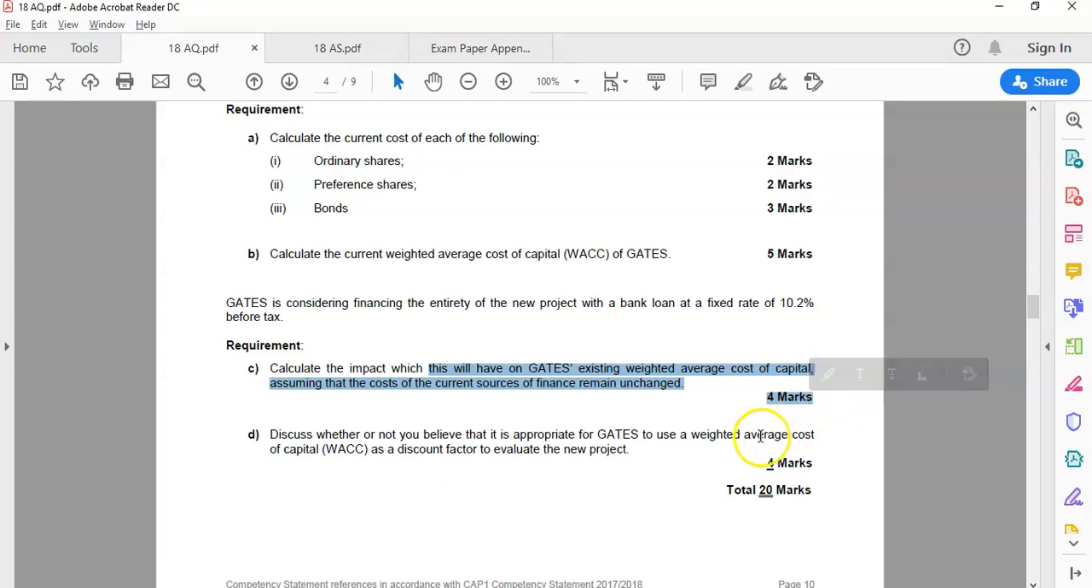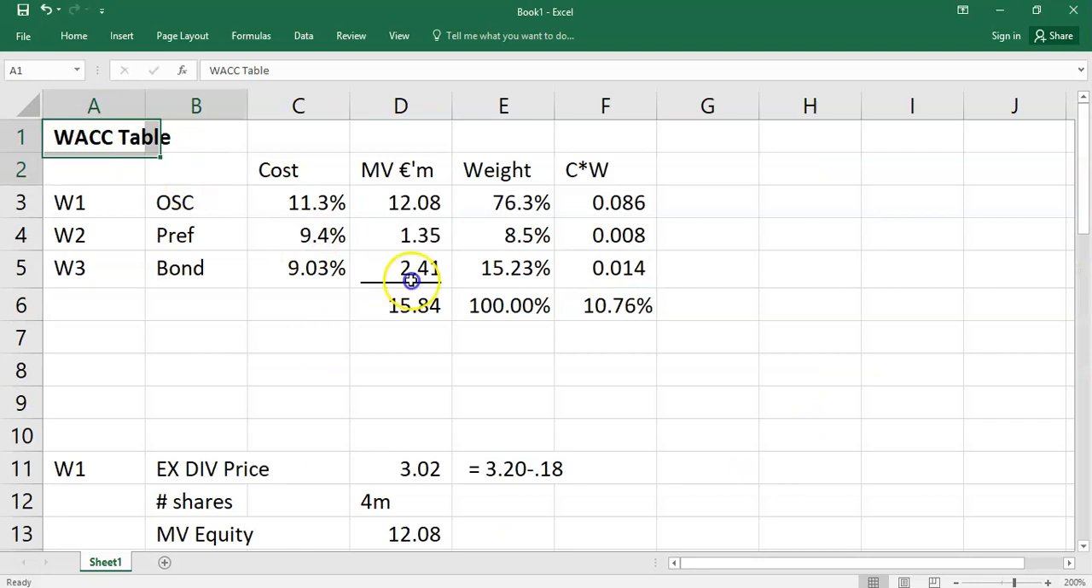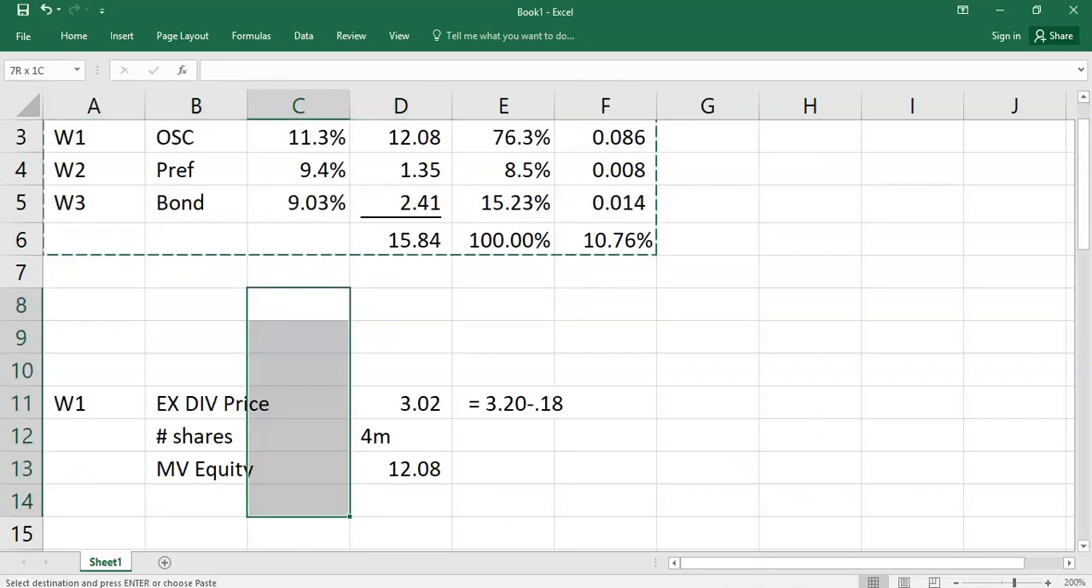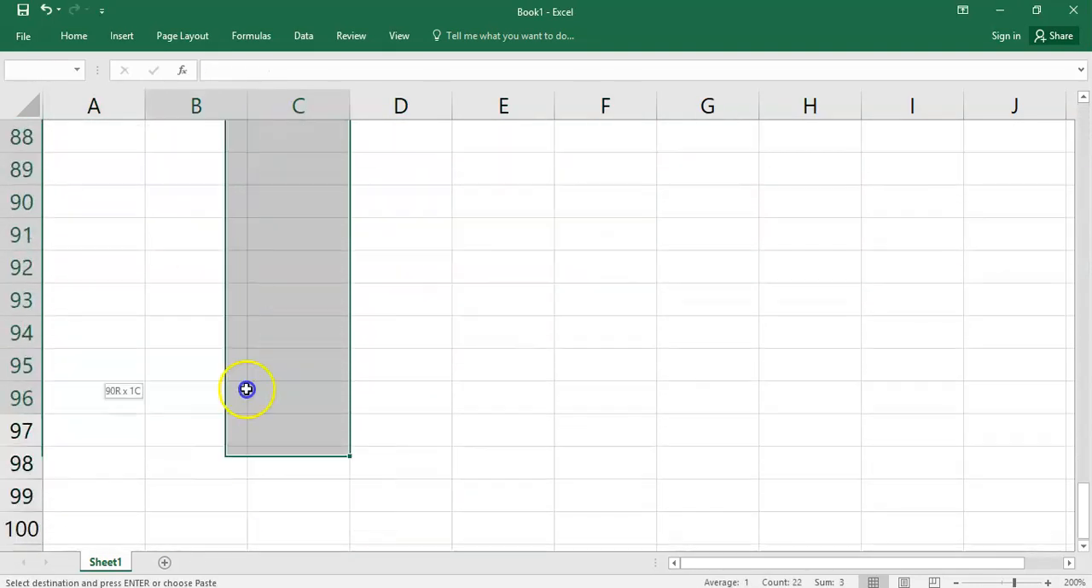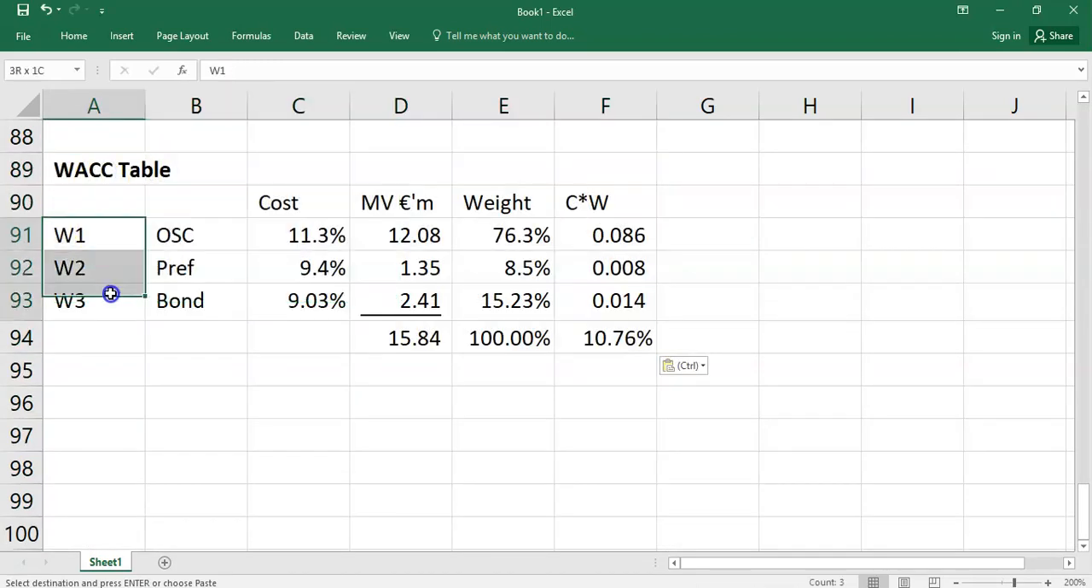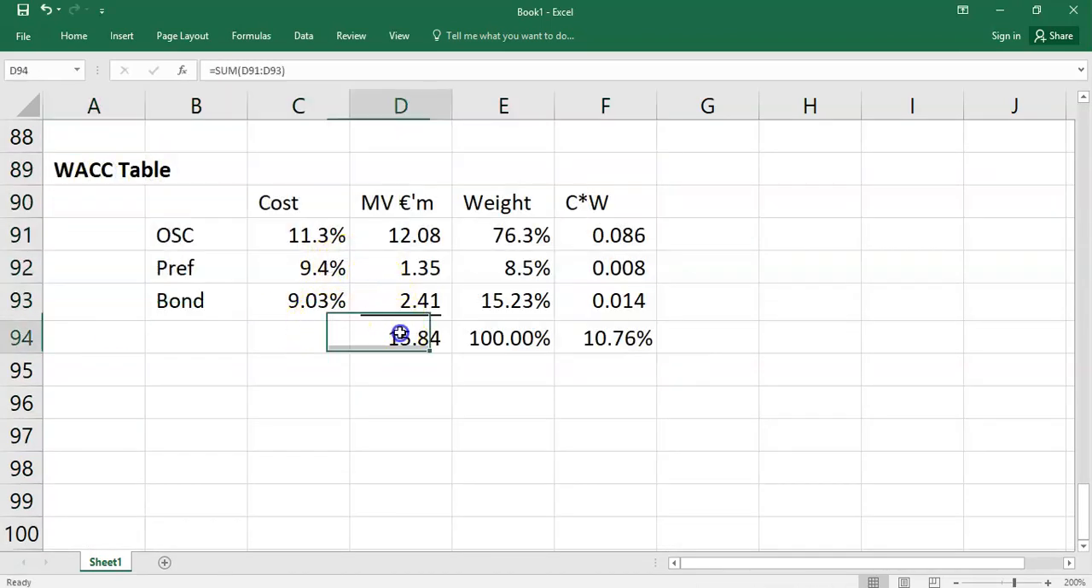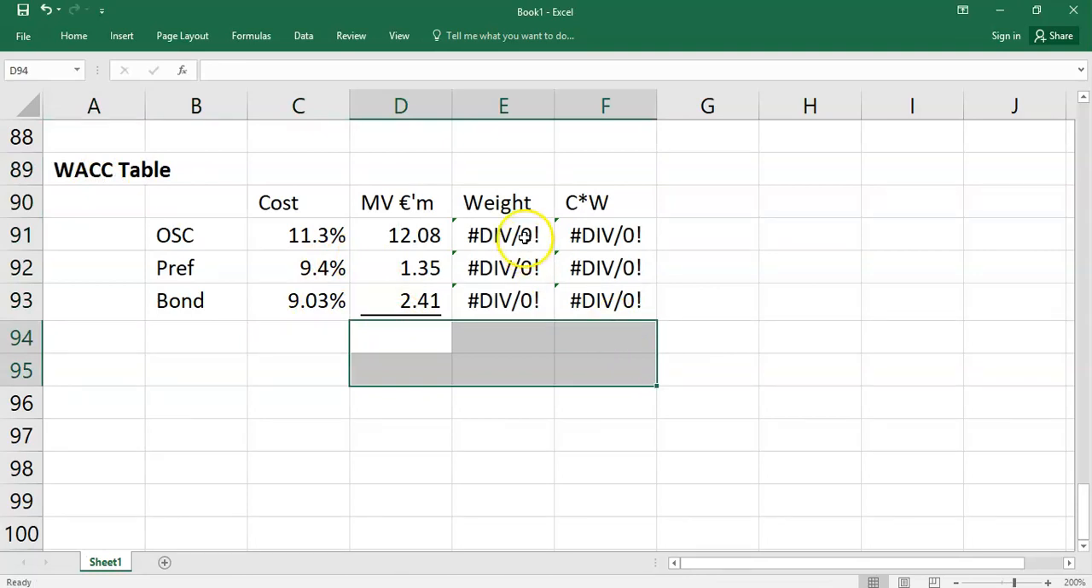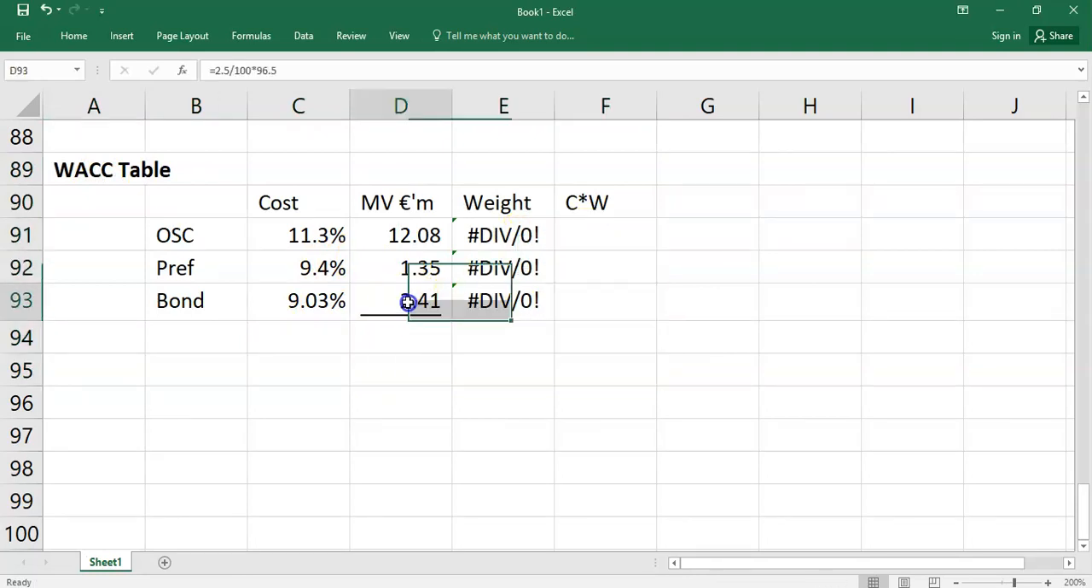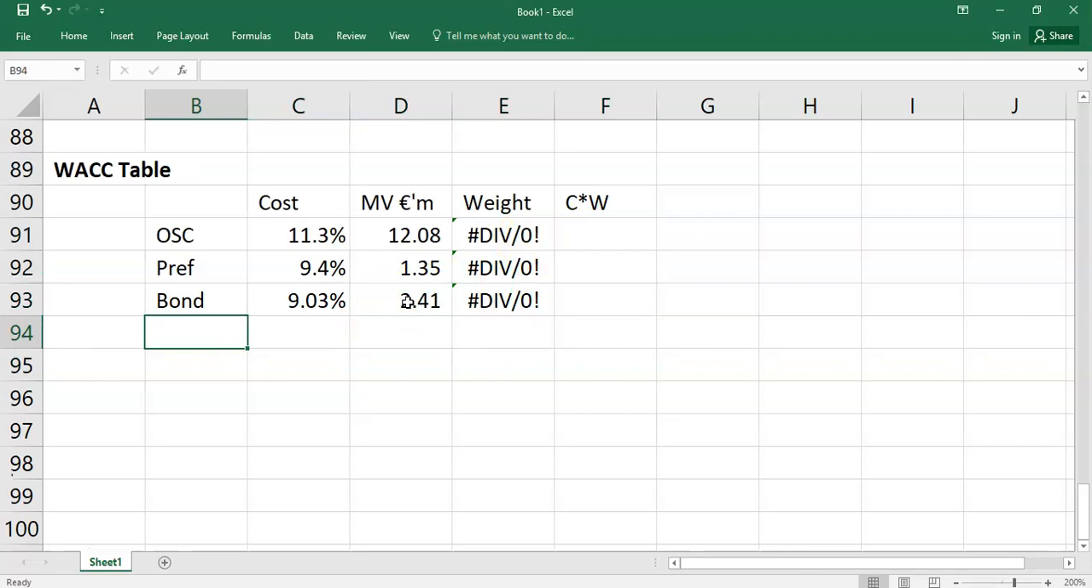Essentially what we're going to do now is take this WACC table that we had before, bring it down, and all we're going to do is put in an extra row. So we have our ordinary share capital, we have our market value, right? But we don't know our weights, because what's happened here is we now have a new bank loan.